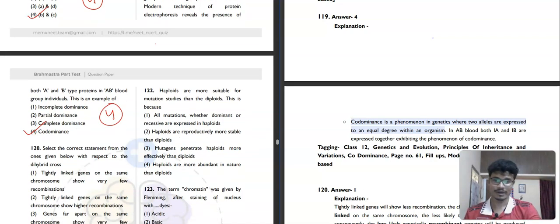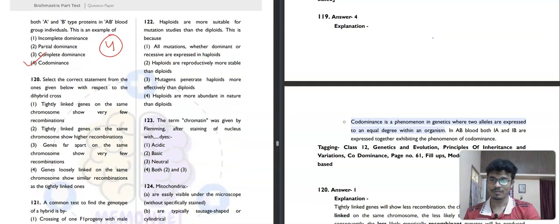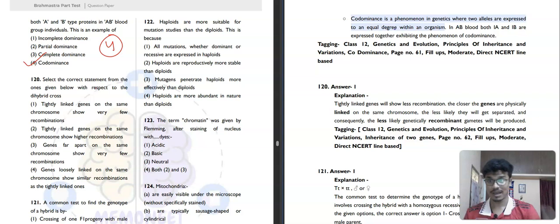Question number 120 next. It is saying, select the correct statement from the ones below with respect to the dihybrid cross. Correct statement we have to select. Tightly linked genes on the same chromosome show very few recombinations. Yes, it is correct. Most of the progenies will be of parental type, with very less recombination.